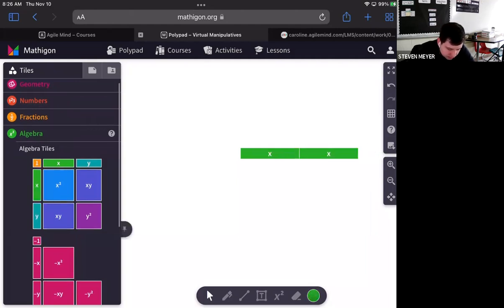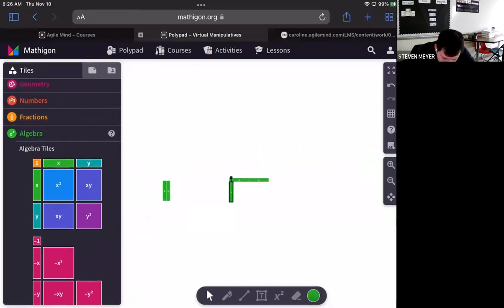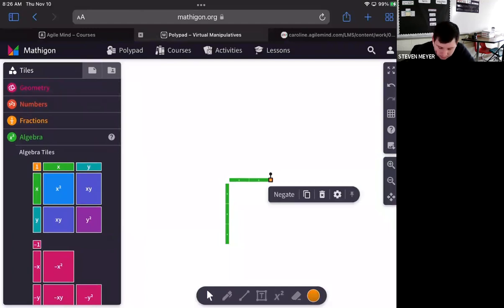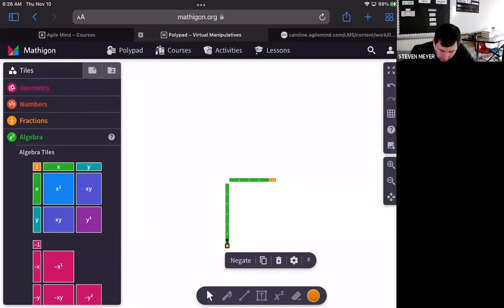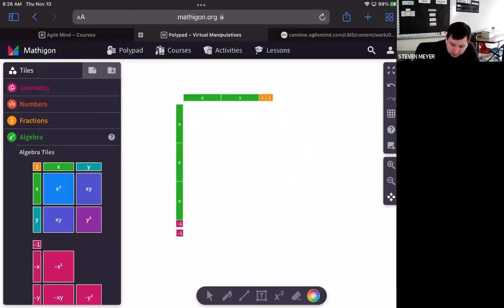Okay, 2x on top. 3x is on the side. And then 2 ones on the top. Just double checking. And then 2 ones on the side, but they're negative. And then I'm just filling it in with what fits inside of this remaining area.